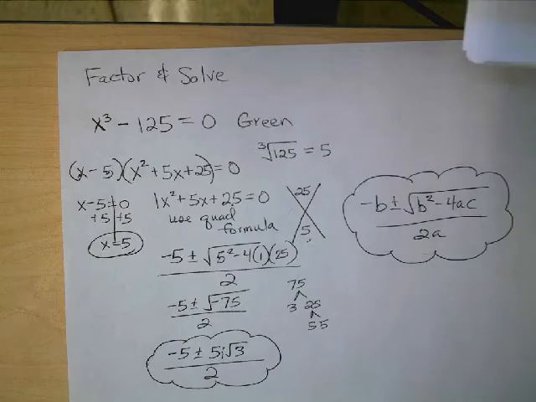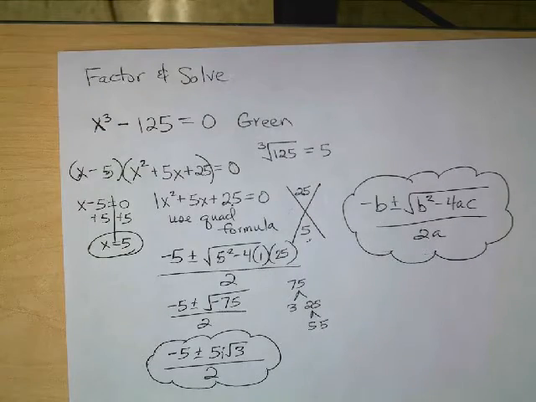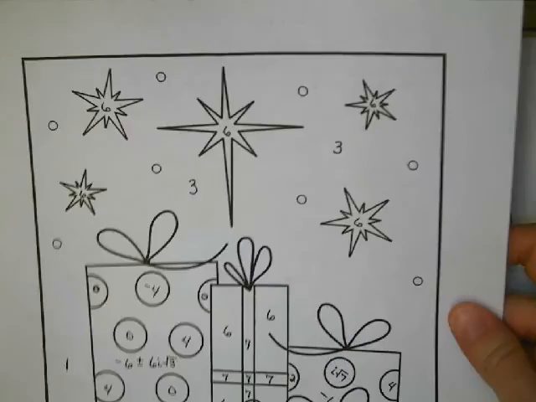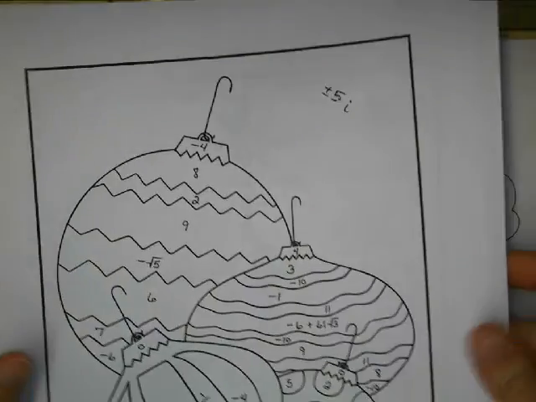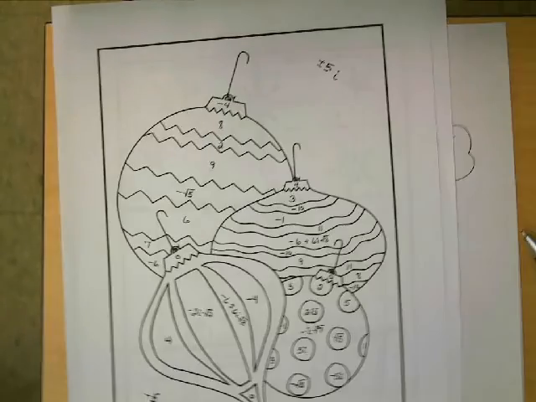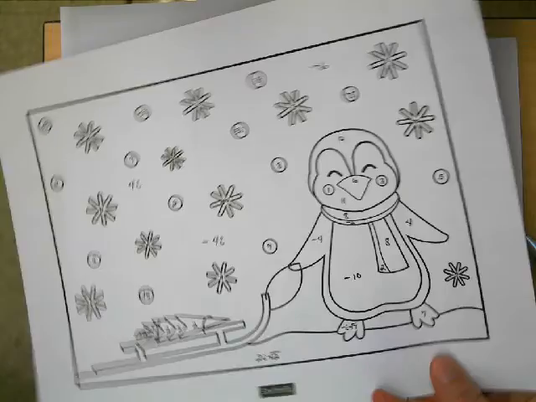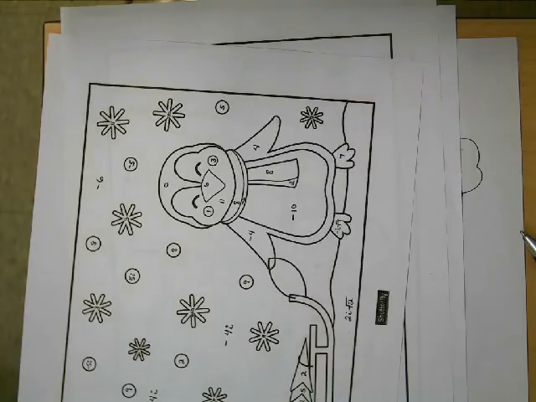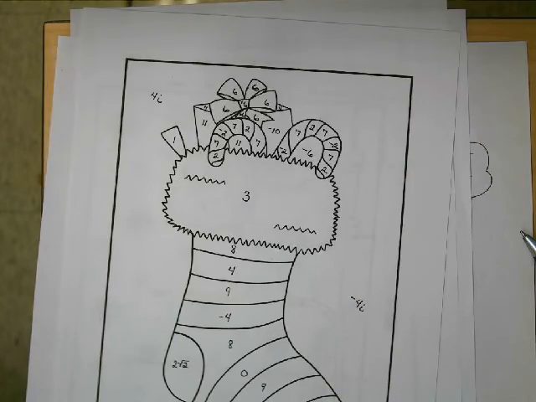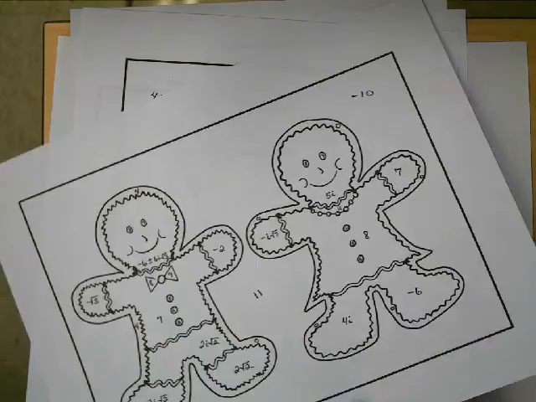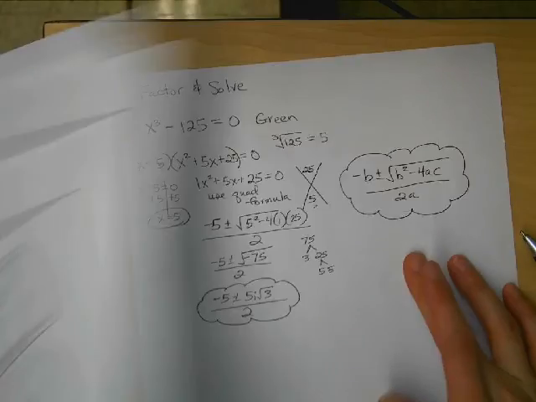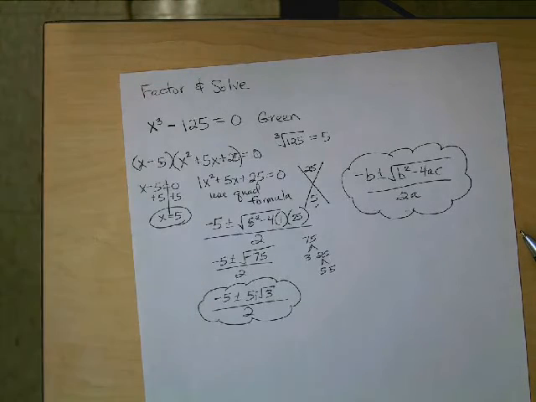There are different coloring pages. There's a Christmas present one, there's an ornament one, a penguin one, a stocking one, and a gingerbread one. You just pick one that you want to color. I want the present. Yeah, the present one's cool. And I have colors, I have colored pencils. Do we get to keep them? I can give them back to you after I grade them.